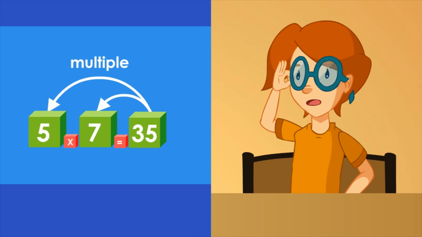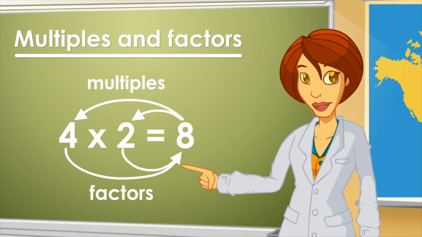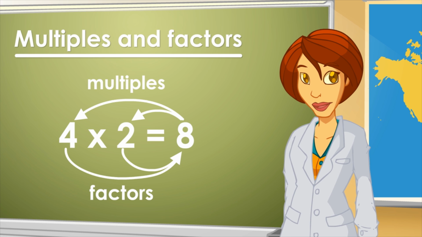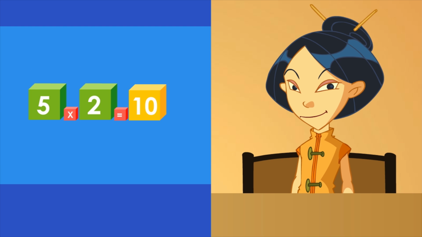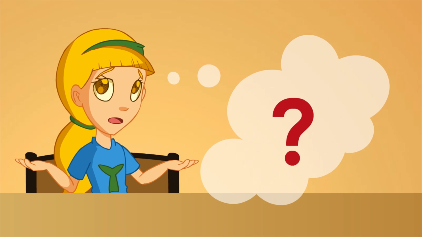Is 35 a multiple of 7 too? Good, Matt. 35 is also a multiple of 7. What other multiples of 5 can you think of? 10. Why? Because 5 by 2 equals 10. Good, Michael. How many multiples has a number got?